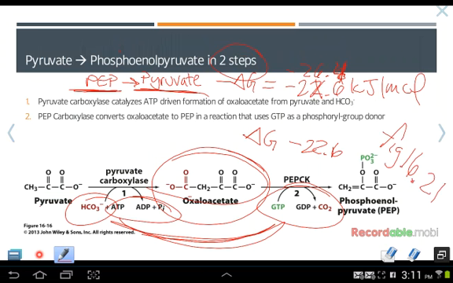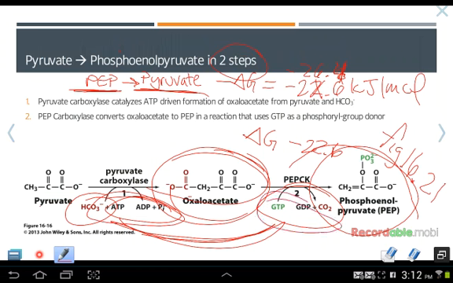Okay? So by first making this high energy intermediate and then the decarboxylation, we can generate enough energy to get back to our PEP. Again, we're going to burn a molecule of ATP in this step, as well as a molecule of GTP, in order to generate this PEP molecule.